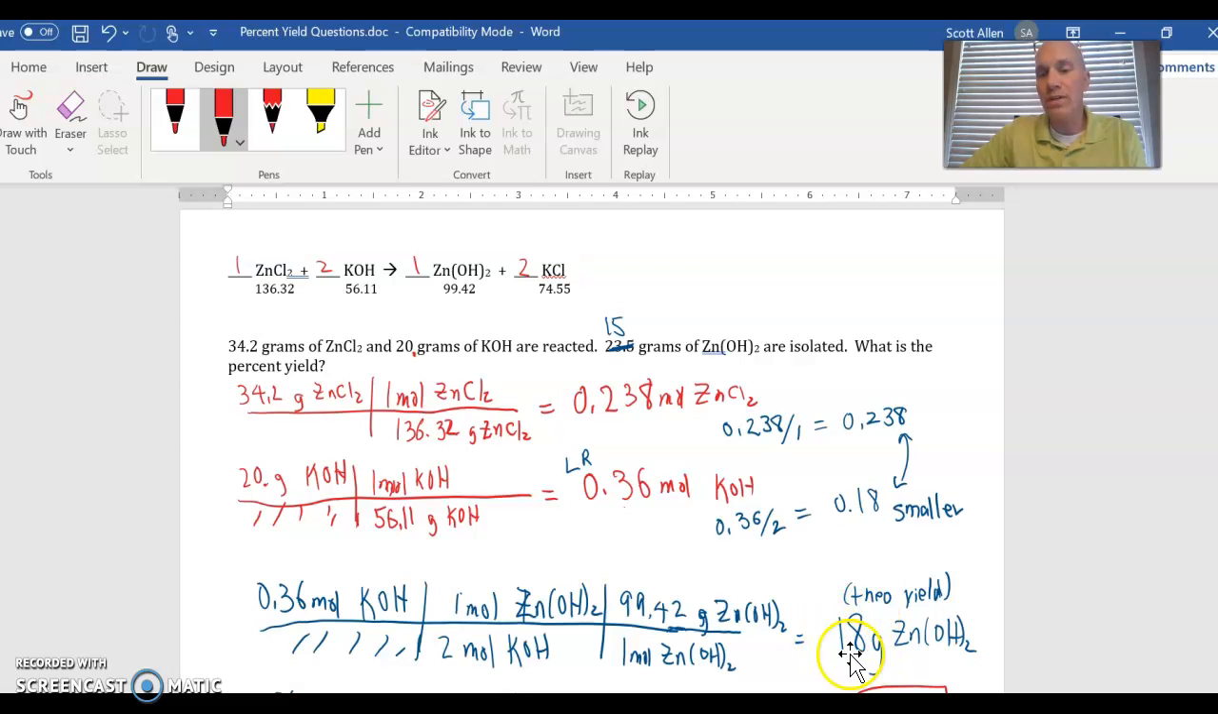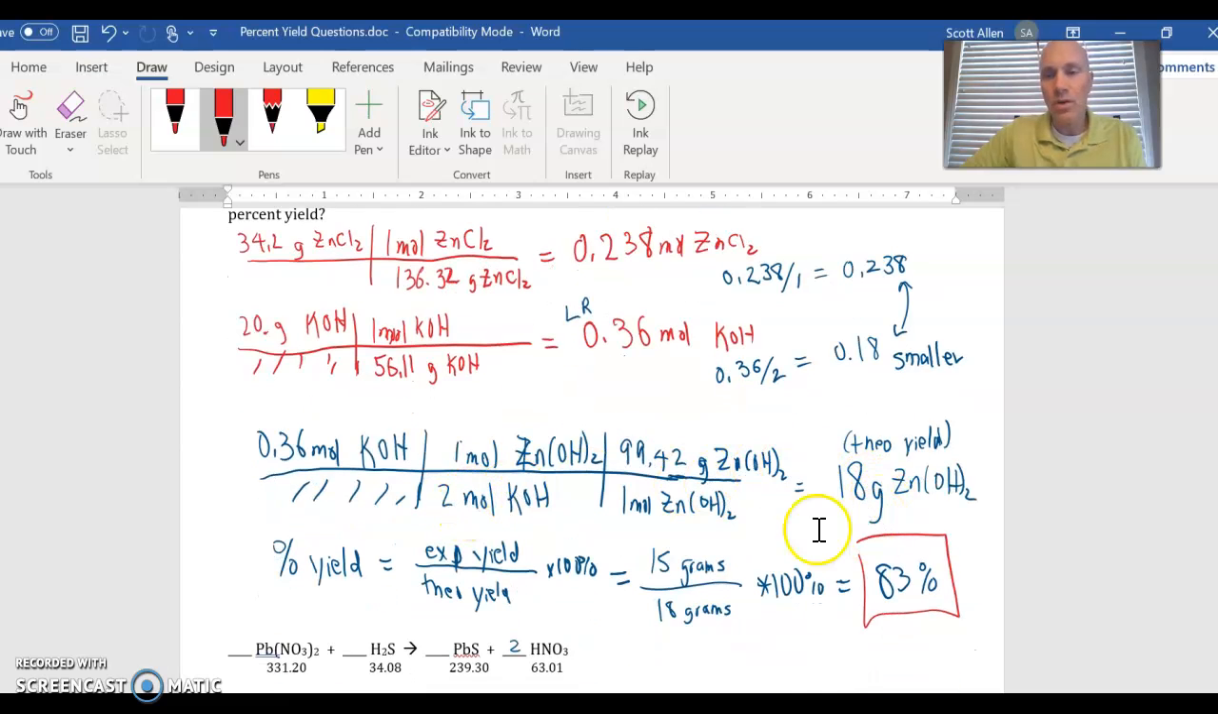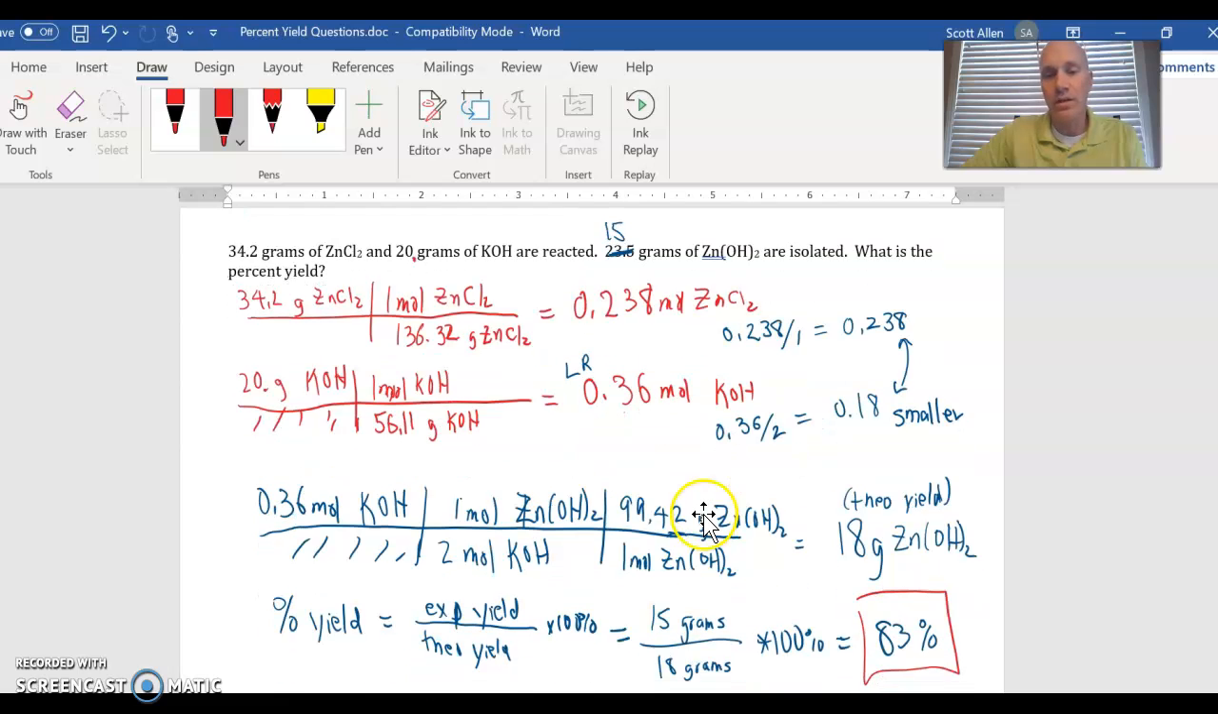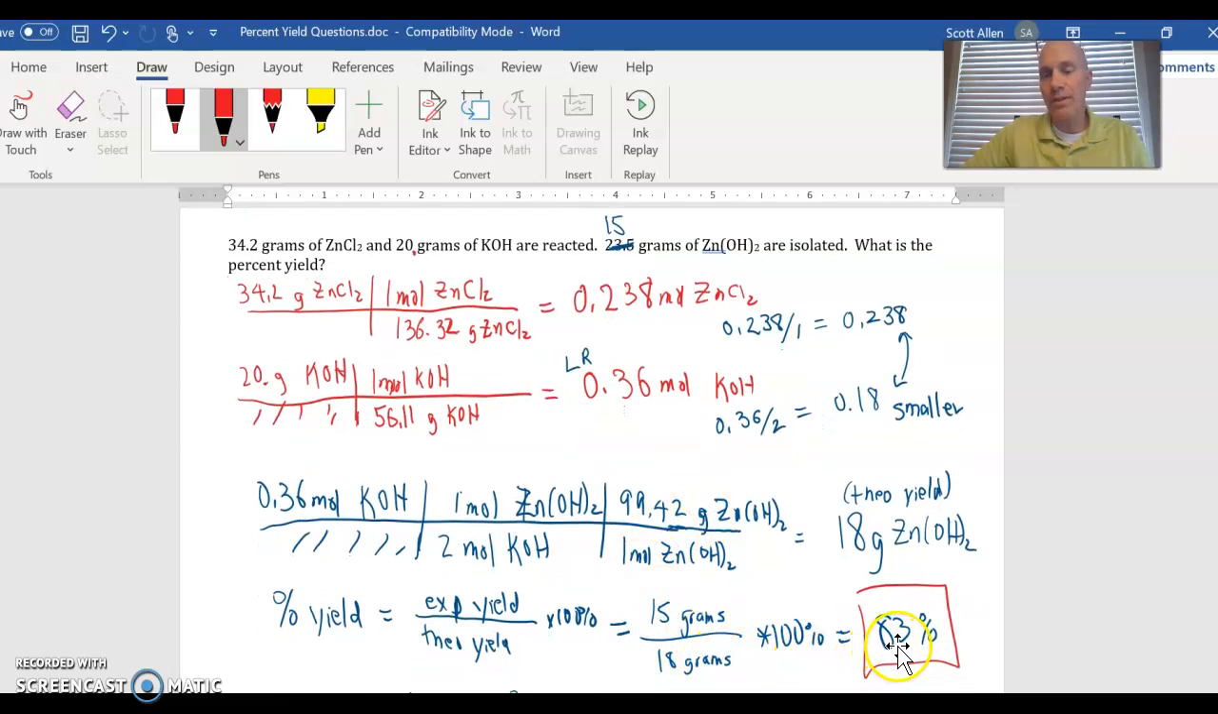Notice there's only 2 sig figs in this number right here because there's only 2 sig figs right here. That reminds me, when you're doing this, go ahead and put a decimal point after the 20, and that allows there to be 2 sig figs in this number right here as well. So when you do this, this is your theoretical yield. We can put that on the bottom. We'll take our actual yield right here, put that on top, and we get this percent yield.